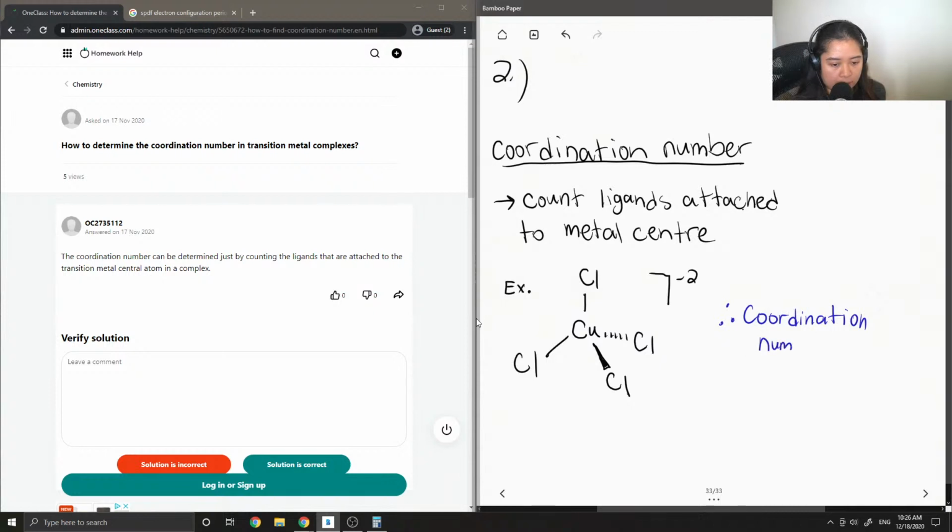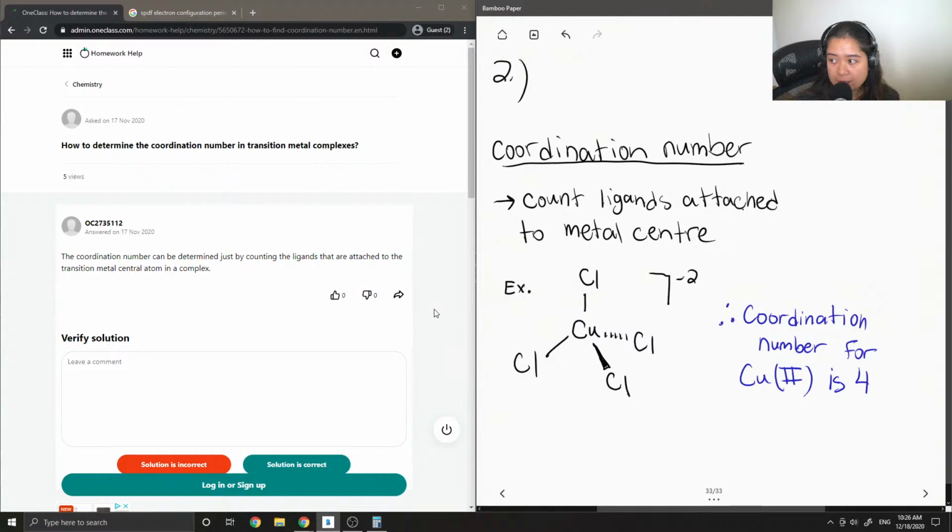So therefore, the coordination number for this, which is copper 2+, and we know this because each chlorine atom is negatively charged, has a -1 charge. And if the overall complex has a -2 charge, that means copper has a +2 charge. So the coordination number is 4.